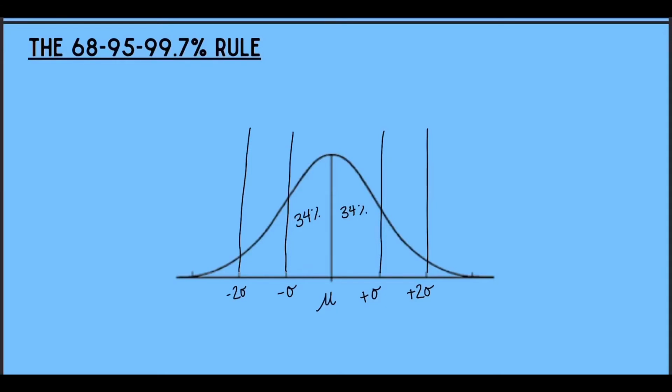So if we're looking at what's left, if we have 68 in the middle, that means we have 27 left over, and 13.5% in these little sections here. So we have 13.5%. Now the last piece is looking at 99.7%.